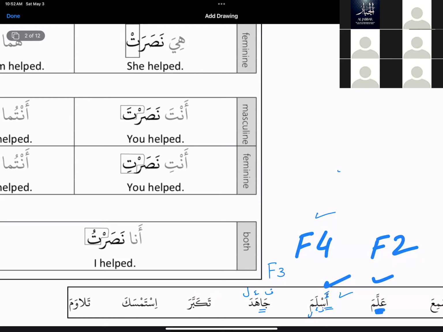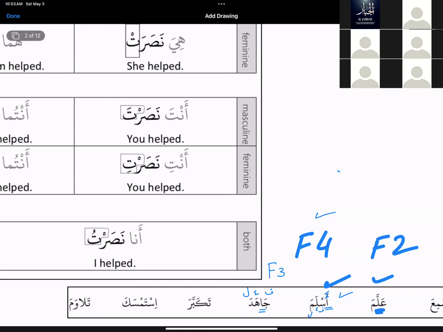But the root letters are what? Kabara. Kaf, ba, and ra. Right? Same like Akbar. We say Allahu Akbar. Root letters are kaf, ba, and ra. Kabara. Right? And then it is Kabbara. So this is mazid fihi, Takabbara. Okay, istamsaka.